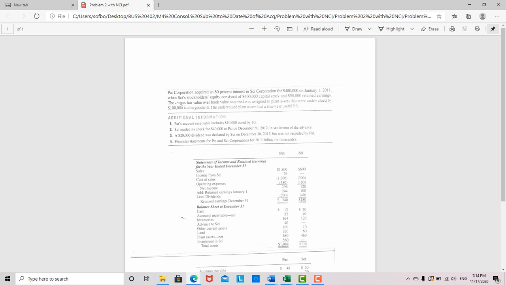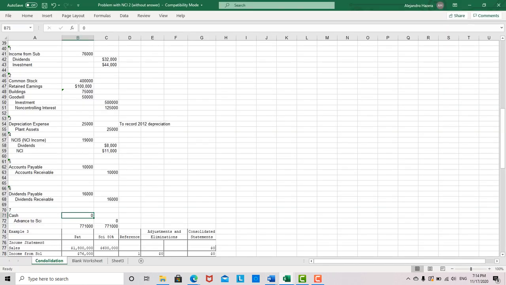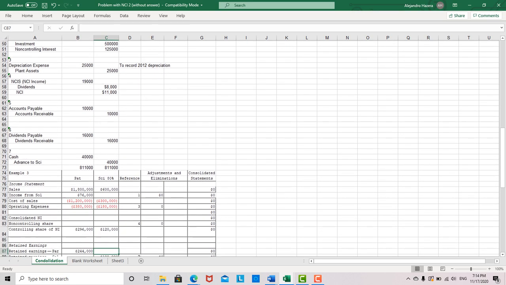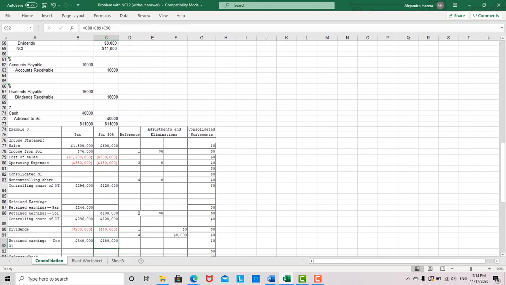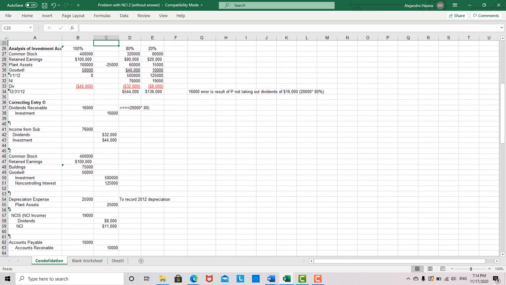So one way to do this, since the check was in the mail, was to debit cash for 40,000, and so that would be the parent's cash, the check is in the mail, and credit advance to Cy for 40,000. So those are the entries right here. And so the only thing that's a little tricky, a couple things. You have to do this correcting entry, and most problems don't have this, but this is a CPA exam problem, and they love to do it. You can't get away from those things.